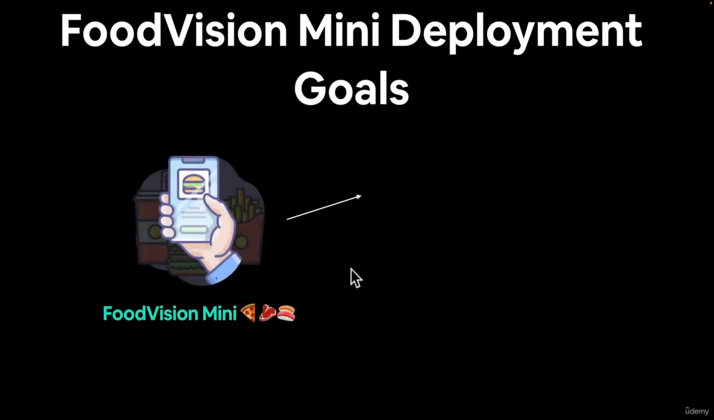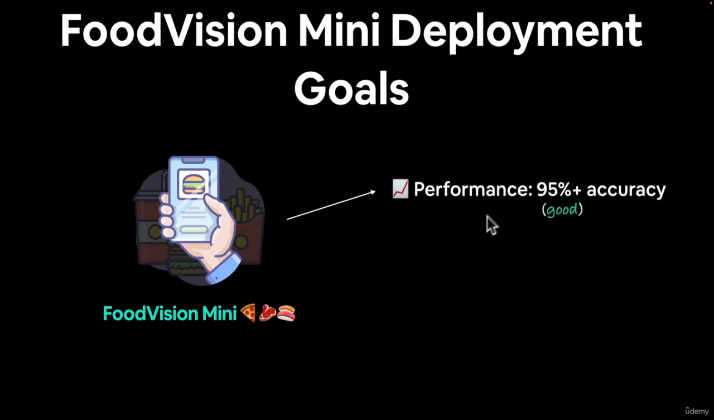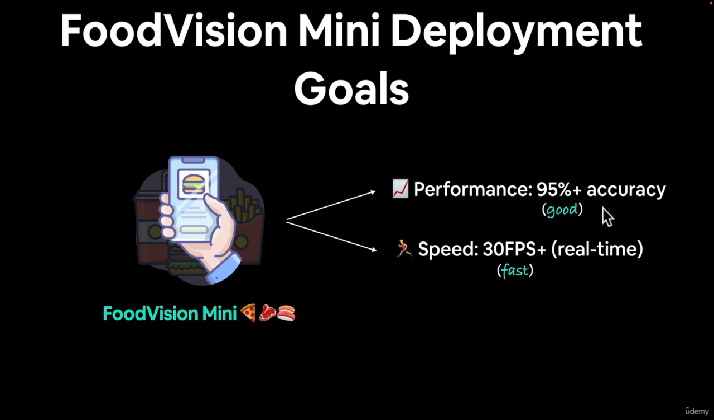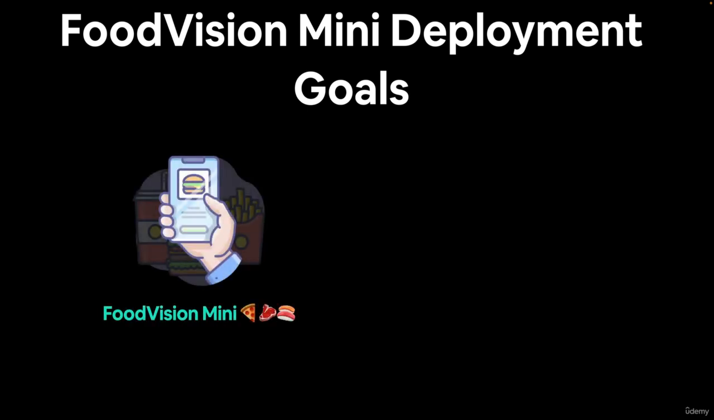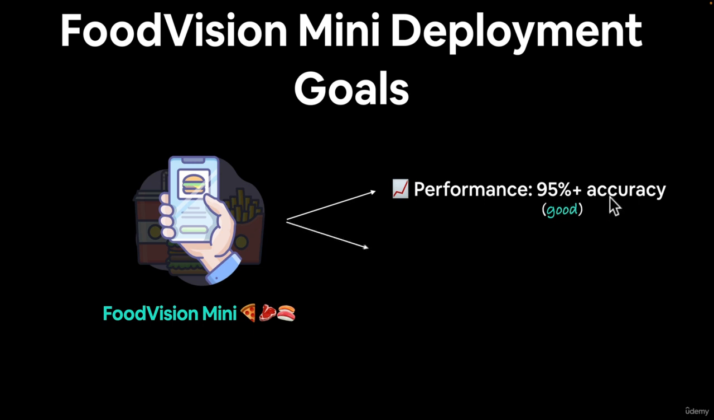Here's something I've cooked up earlier, like all good machine learning cooking shows. We want our deployed app, Food Vision Mini. Oh, that was cool to watch. I want to watch that again. A deployed model, Food Vision Mini, to have a performance of 95+% accuracy, so it's good, and it's fast. It's got a 30+ FPS, real time.